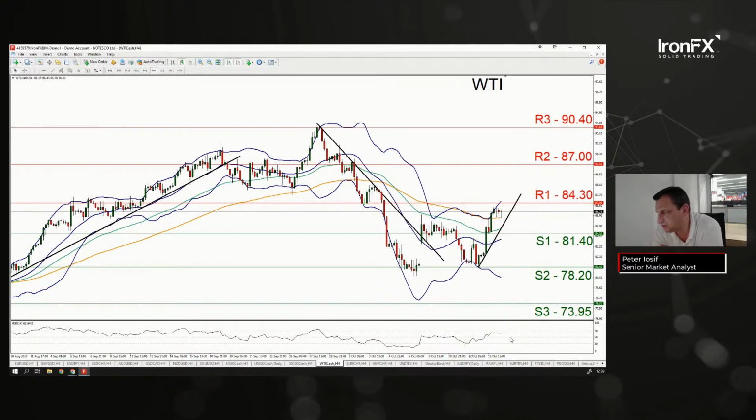So we're talking about a 290 pips distance here. 290 cents distance here.